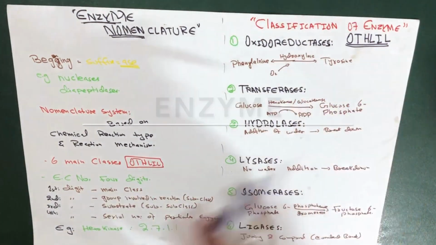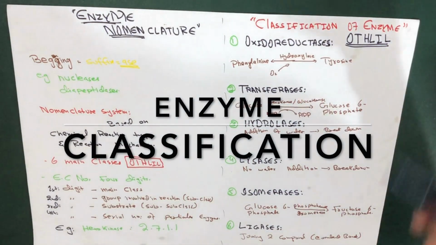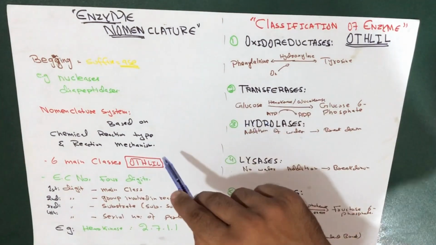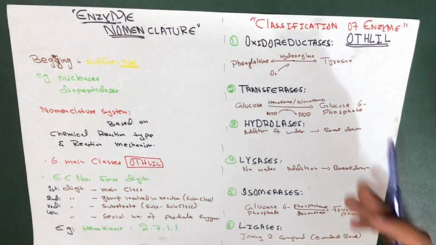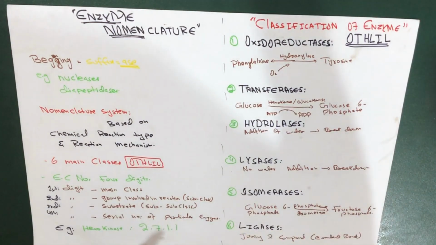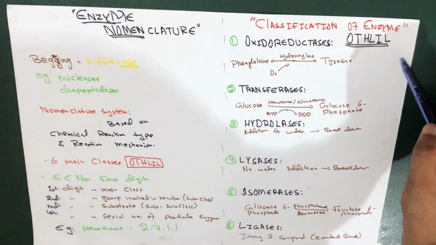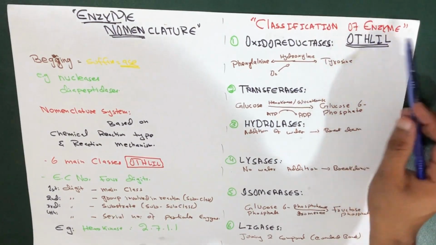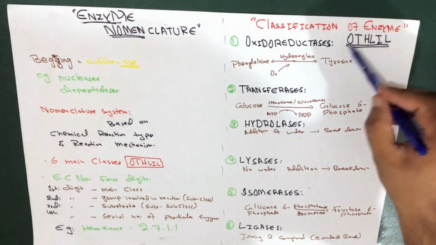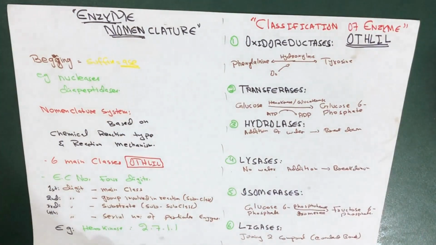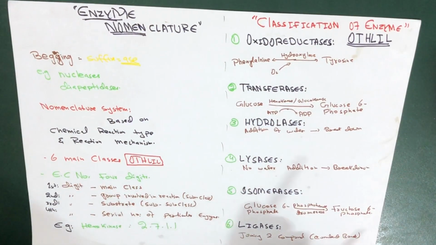About the classification of enzymes. We have already talked about the enzyme nomenclature in the previous video, but now we're going to talk specifically about the classification. In the classification of enzymes we have 6 main classes, which could be remembered by the formula OTHLIL. You are not allowed to shuffle this formula because it is made on the sequence. If you remember this sequence, it is easy to remember the serial number.